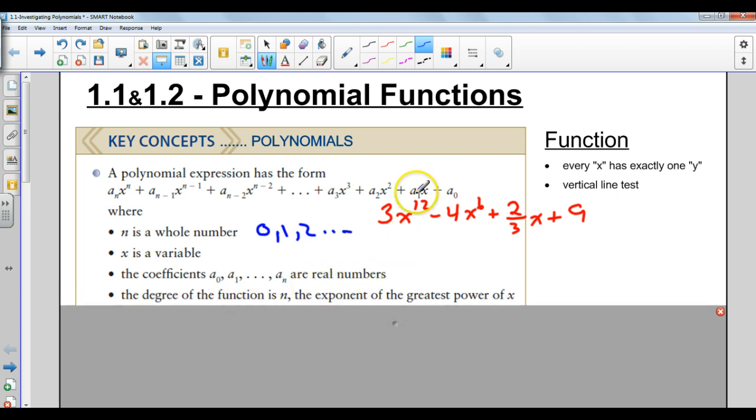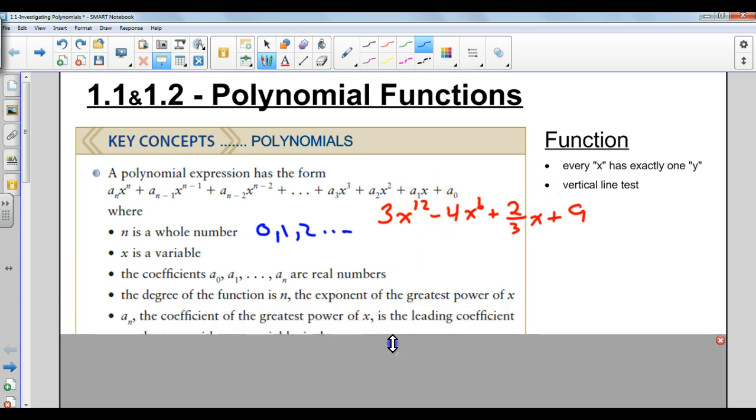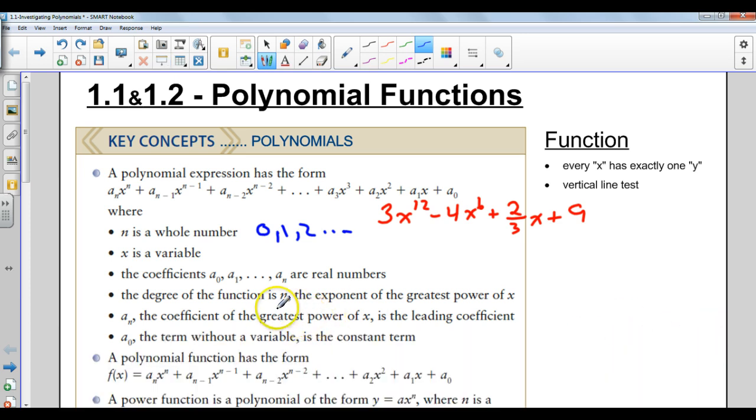Moving forward, degree: in this case 12 is the degree of this expression. It says that the degree is the exponent of the greatest power of x. So again, we tend to organize things in decreasing exponents, biggest exponent first, and then as we go down. And so the biggest exponent will be our degree. And then a_n, the coefficient of the greatest power of x, is the leading coefficient. So just terminology again. These are coefficients. The leading coefficient is the first one. Not really very important, but just terms and expressions that you'll see in the work.